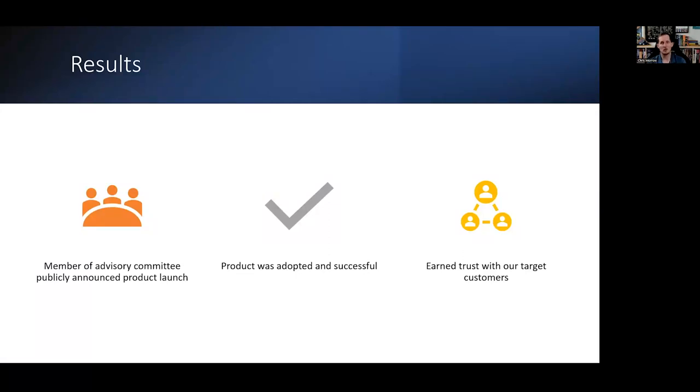The result of forming this committee and making sure that they were with us all the way from pre-technical alpha through post-product launch was that instead of a member of the team or management announcing the product at an industry conference, we had someone from the advisory panel announce it. It was some folks from Electronic Arts that ended up announcing that product on stage. And the product was adopted and it was successful.